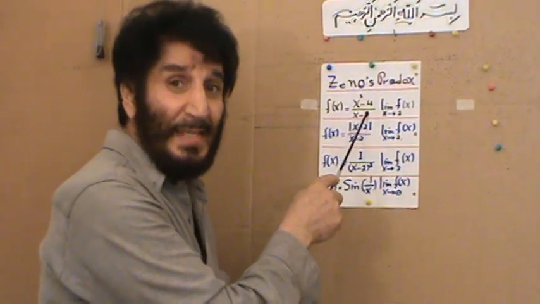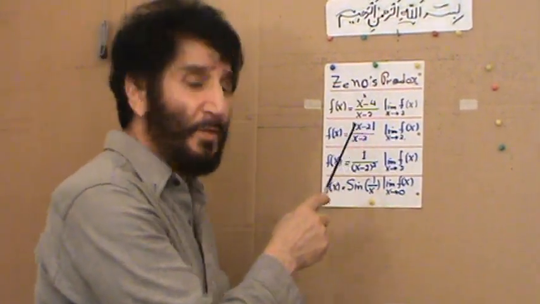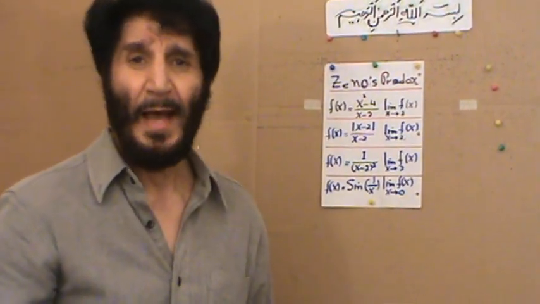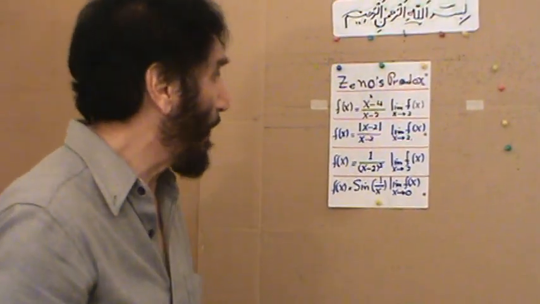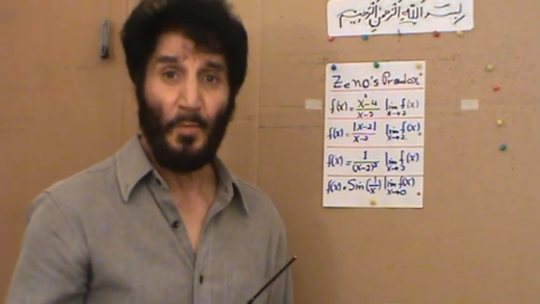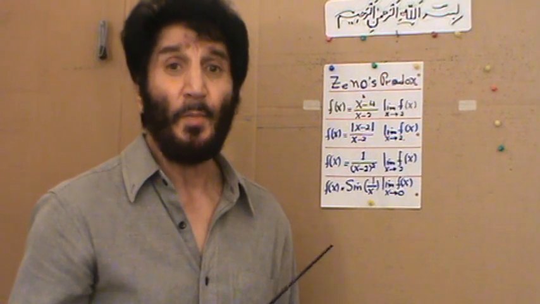So the limit of this exists. Now we came to absolute value of x minus 2 over x minus 2, and we investigated the limit of that one. When we approach 2 from the right hand side, we end up with 1.